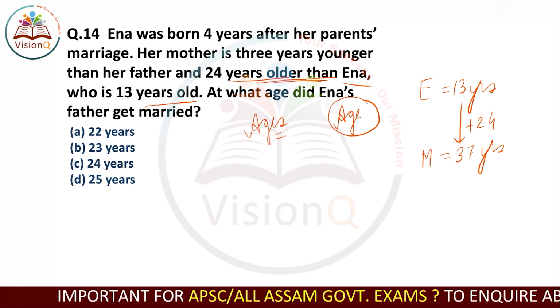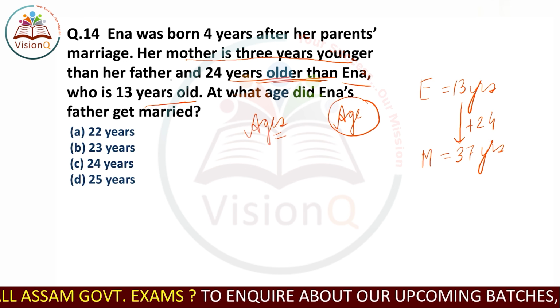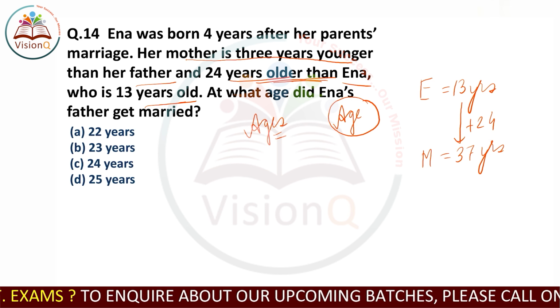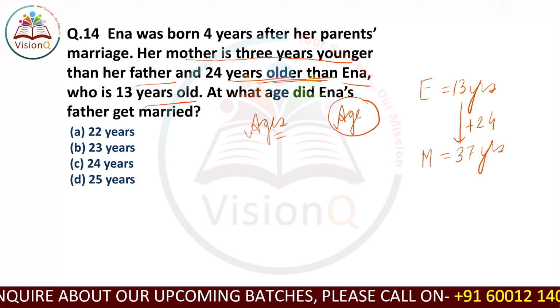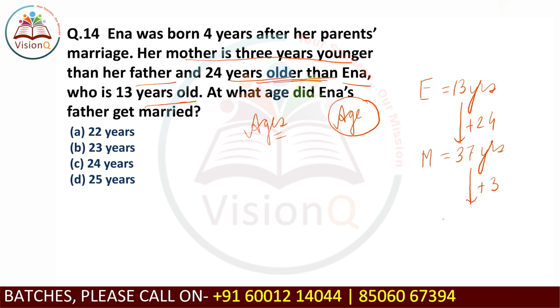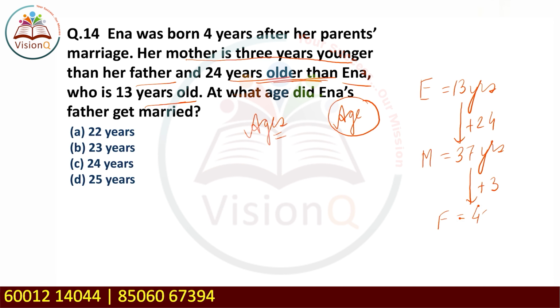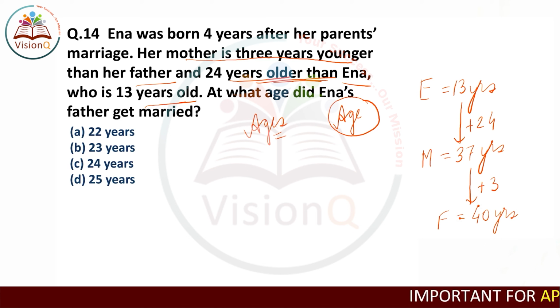Then, who depends upon mother? It says that her mother is 3 years younger than her father. Her father depends upon her mother's age. Her father's age will be 3 years more than the age of her mother. Father's age will be 40 years. So when Ina's age is 13 years, mother's age is 37 years, and father's age is 40 years.